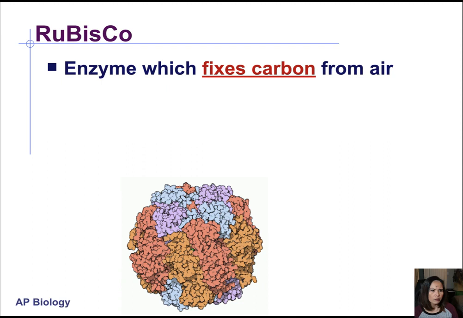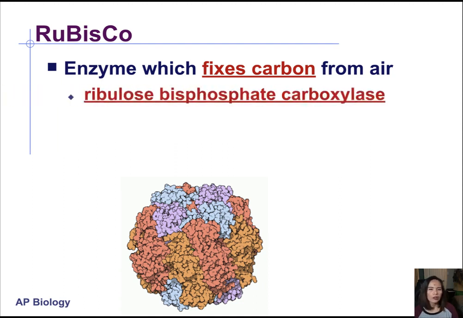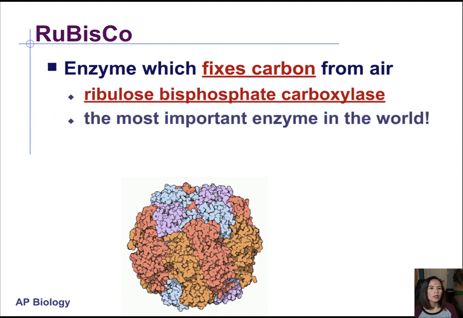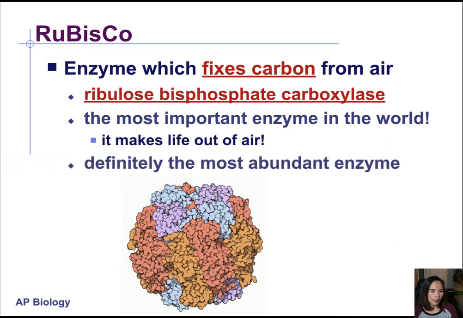Now, what is rubisco? Rubisco is an enzyme that fixes carbon from the air, and it's called ribulose bisphosphate carboxylase. And it is the most important enzyme in the world because it makes life out of air. So enzymes are also important to note whenever these processes happen. And it's a very, very abundant enzyme.